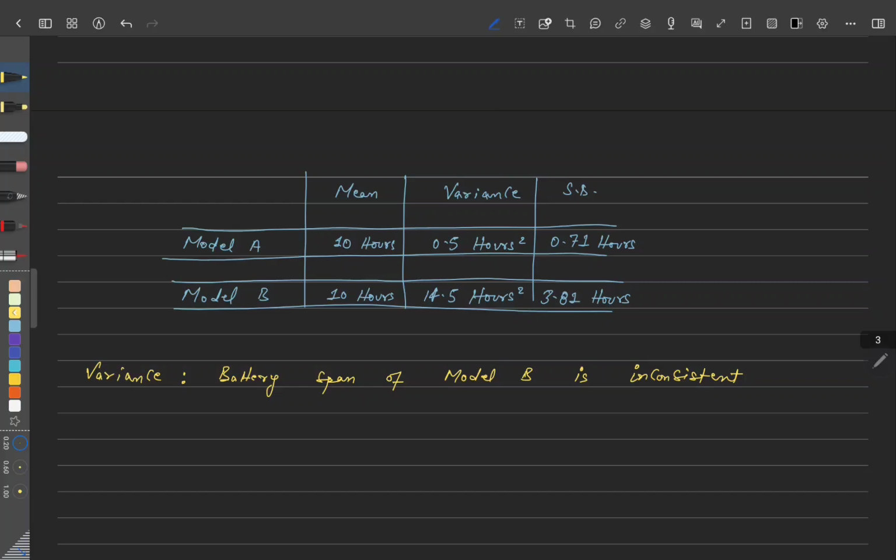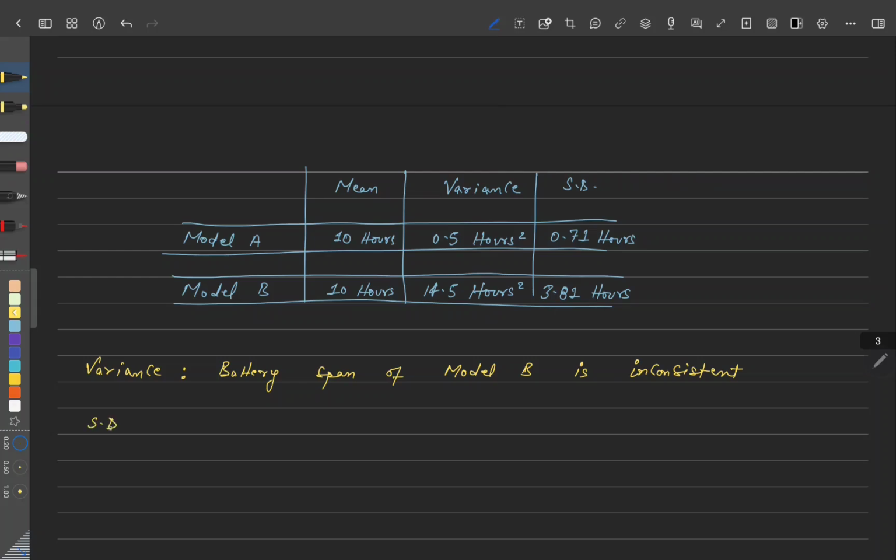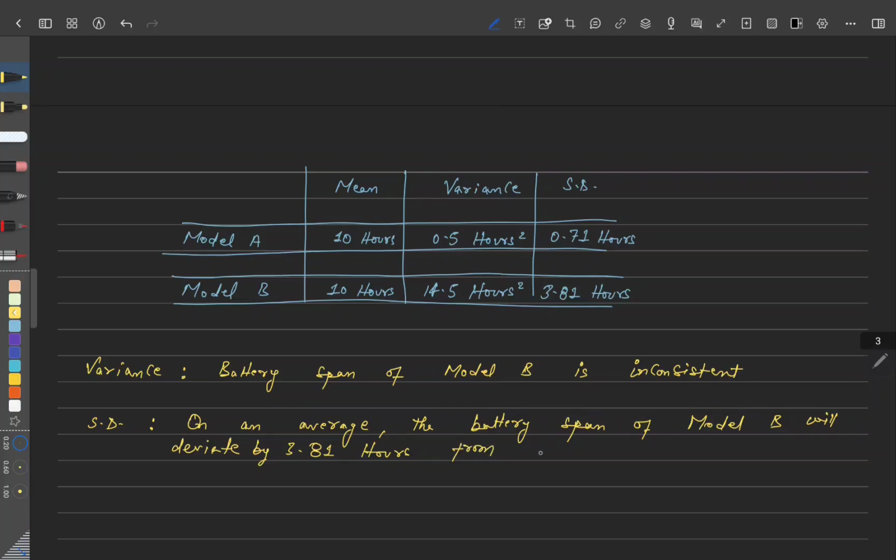The standard deviation gives us a little more information. Standard deviation gives us a little more information by telling us that on an average, the battery span of model B will deviate by 3.81 hours from the mean of 10 hours.